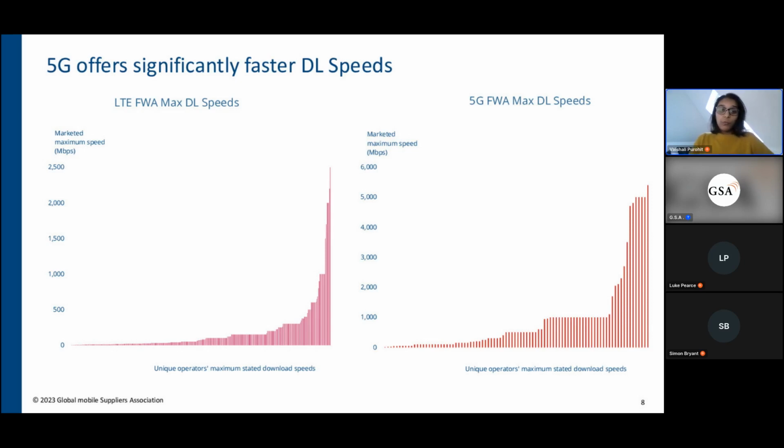In the report, we captured advertised tariff structures and marketed DL speeds. There is a mix of volume-based tariffs and speed-based tariffs. The majority of LTE services offer speeds of less than 500 Mbps, with more than half offering less than 100 Mbps. However, with 5G, speeds are much faster, and the majority offer maximum speeds over 500 Mbps and even 1 Gbps, with a significant proportion offering more than 2 Gbps.